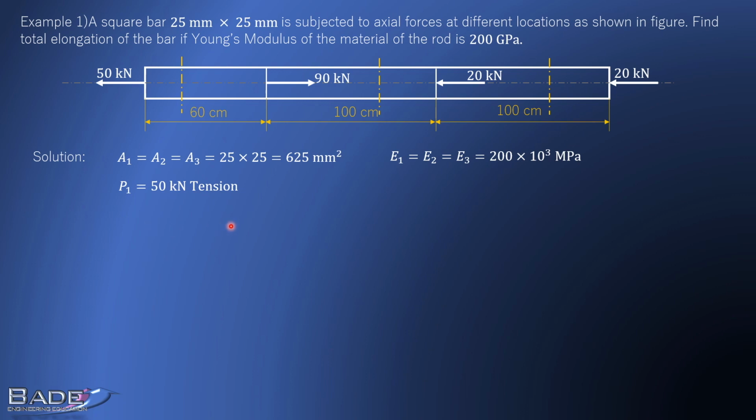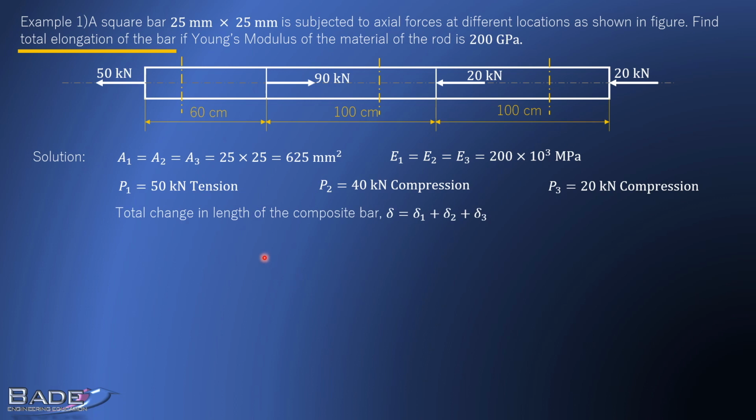So P1 is 50 kilonewton tension. P2 is 40 kilonewton compression. And P3 is 20 kilonewton compression. Now what exactly is asked in the problem? Total elongation of the bar. And total elongation is delta equal to delta 1 plus delta 2 plus delta 3. Simply find the change in length of each portion and add. So that is what we are going to do here.